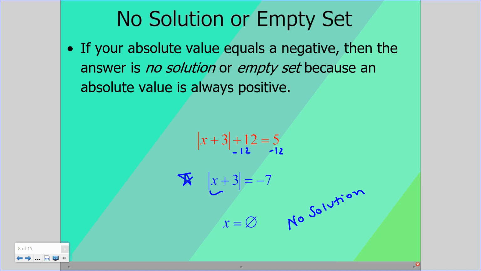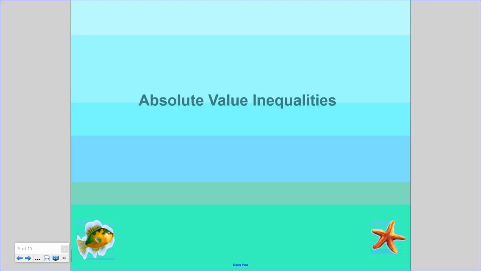But this is not physically possible to find a number for x that would make this absolute value simplify to be a negative. So you can only determine this once you get to the step of isolating the absolute value bars. And if at that step you're equal to a negative, then there's no solution. You cannot go further.